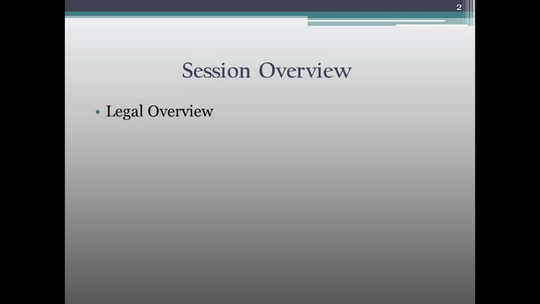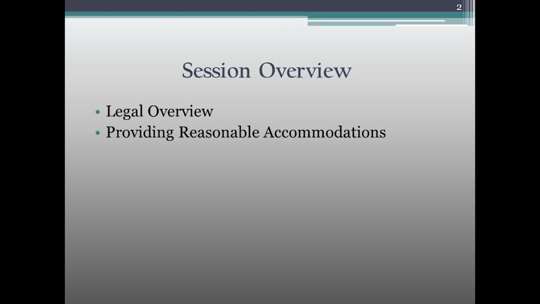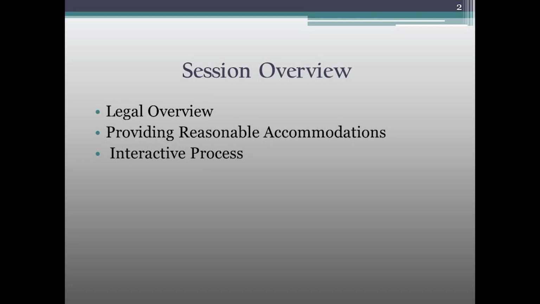Today, we're going to give you a little bit of an overview of the sessions. First, we're going to start out and do a legal overview, looking at the laws that pertain to reasonable accommodations and all aspects of disability. Next, we're going to provide a basic overview of the reasonable accommodation process and how it would impact you in the workplace. Then, we're going to look at the interactive process and how that works for you and what you really need to keep in mind when dealing with reasonable accommodations.